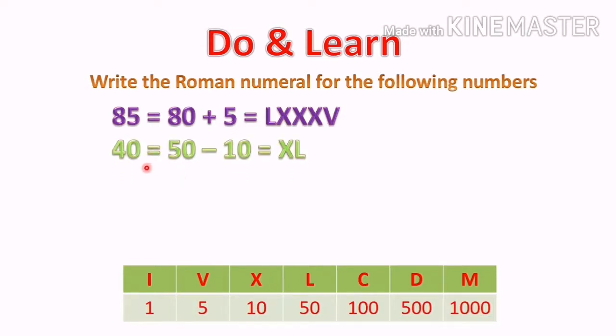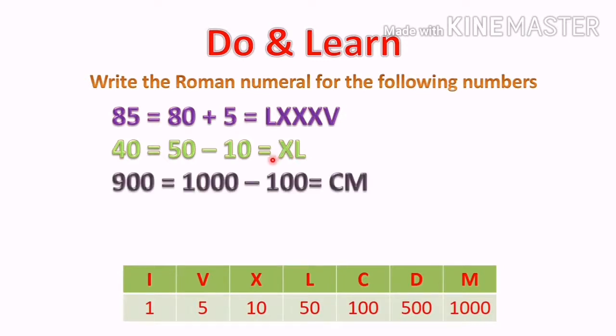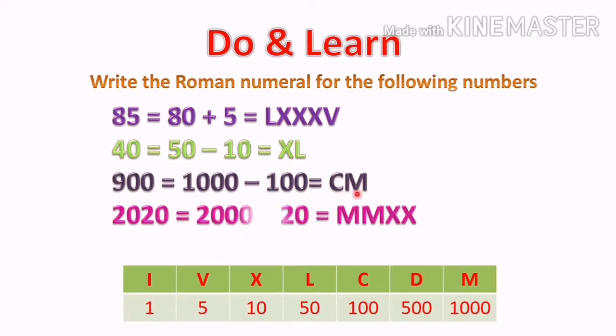Next, 40. 40 means 50 minus 10, so writing X before L. So the answer is XL. 900. 900 can be represented as C subtracted from M. CM is the answer.